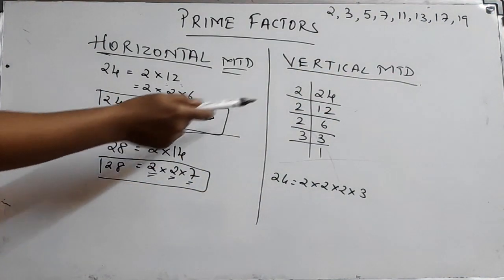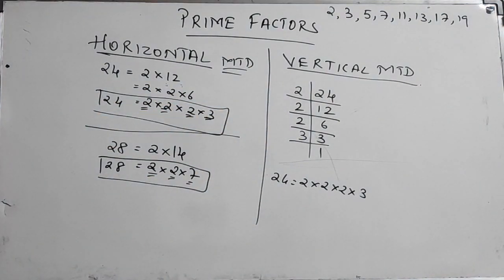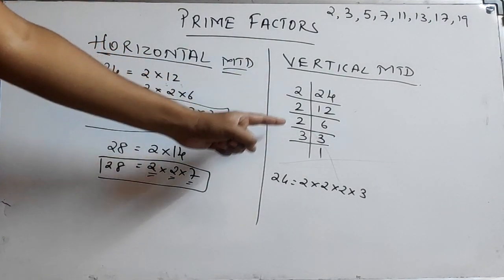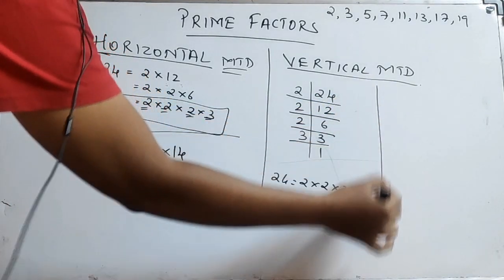If you look, you have all the prime factors over here. Students, if you use anything other than prime numbers over here, your answer will become wrong. You will get no marks for that answer in an examination. So 28 also you can do like that.